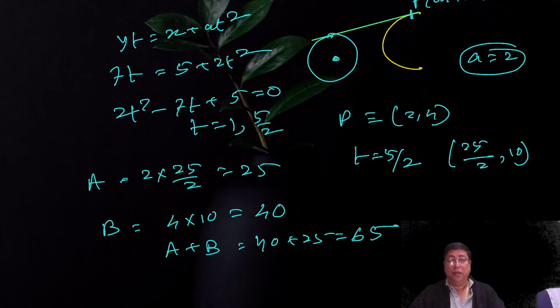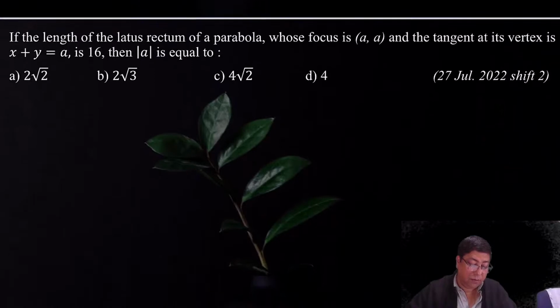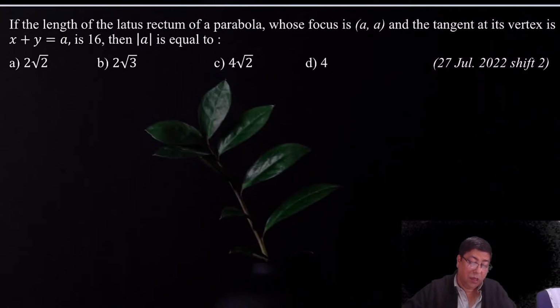Not a very hard question, but you have to calculate something first. Let's go to the next one. If the length of the latus rectum of a parabola whose focus is (a, a) and the tangent at the vertex is... it is a very basic sum, everyone. Very basic sum it is. So what to be done here?